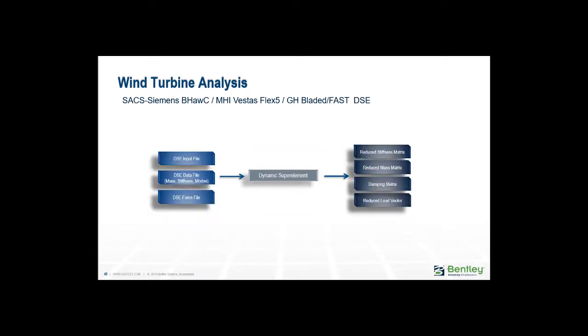The last step here is to actually run the dynamic superelement using the dynamic superelement input file, the dynamic superelement data file, and the dynamic superelement force file. And this will generate our reduced stiffness matrix, a reduced mass matrix, damping matrix, and the reduced load vectors. And this can be passed on to the turbine manufacturer for him to connect to the bottom of the tower. And it's essentially a coupled analysis at the end of the day.